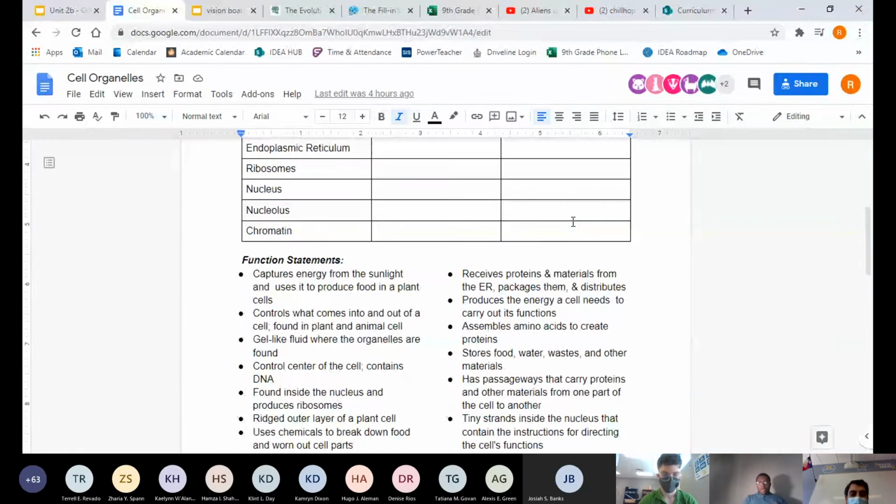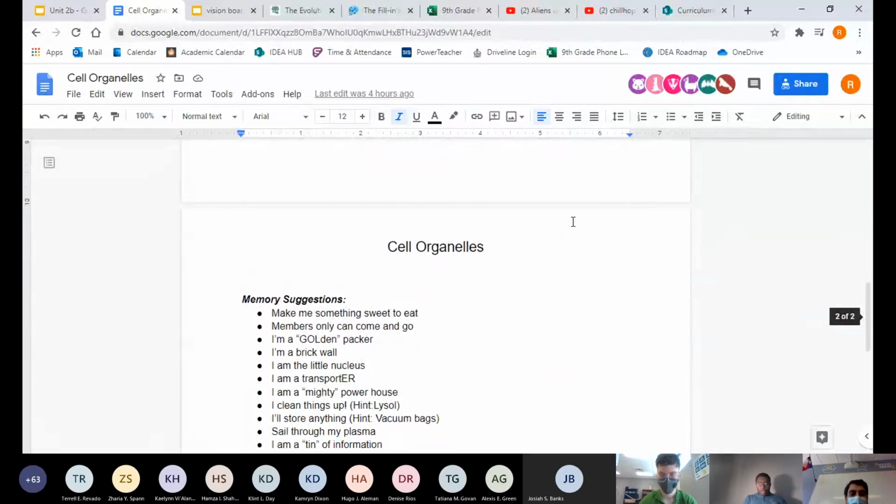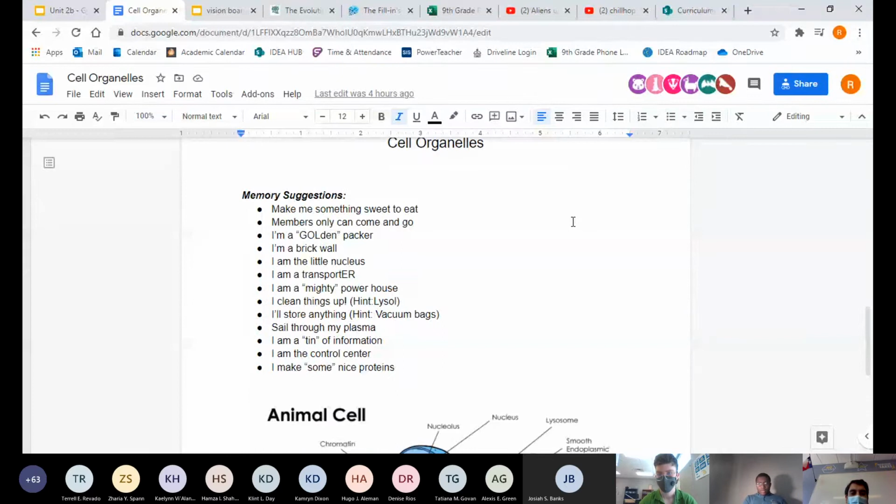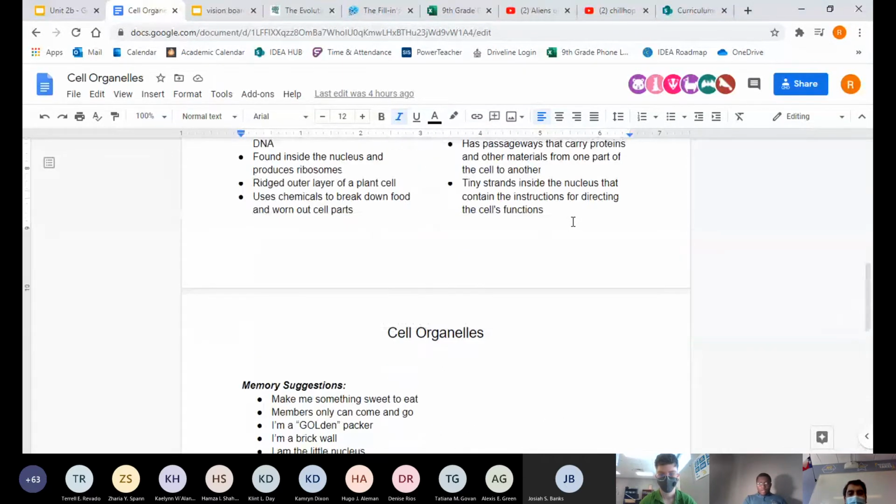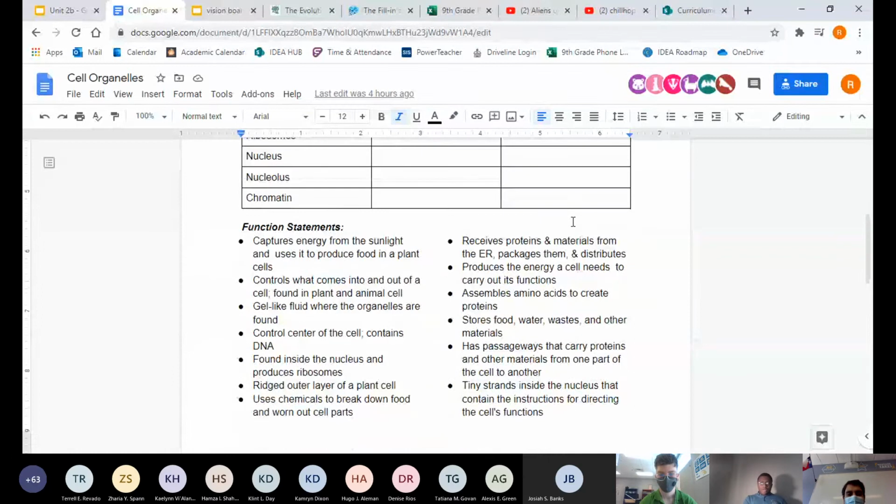So you'll see down here, there are function statements and then memory suggestions. The memory suggestions are the kind of things to help you remember the organelle, and these are going to be, of course, the functions. So I'm just going to copy and paste. Down here, we've got: captures energy from the sun and uses it to produce food in a plant. Anybody know what that is?